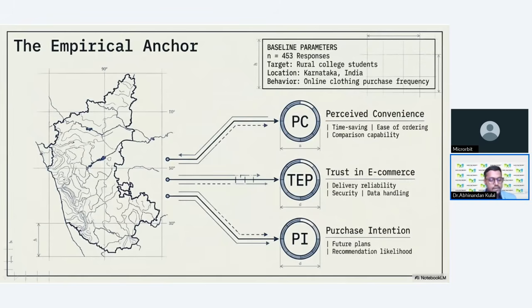In this study, we use real data of 453 responses in Karnataka, particularly South Canara and Udupi district. In my real data, I have taken three variables: perceived convenience, trust in e-commerce, and purchase intention. I used a 5-point Likert scale, and for each construct I used 4 items, that is statements, for measuring these constructs. This is the way I collected the real data.